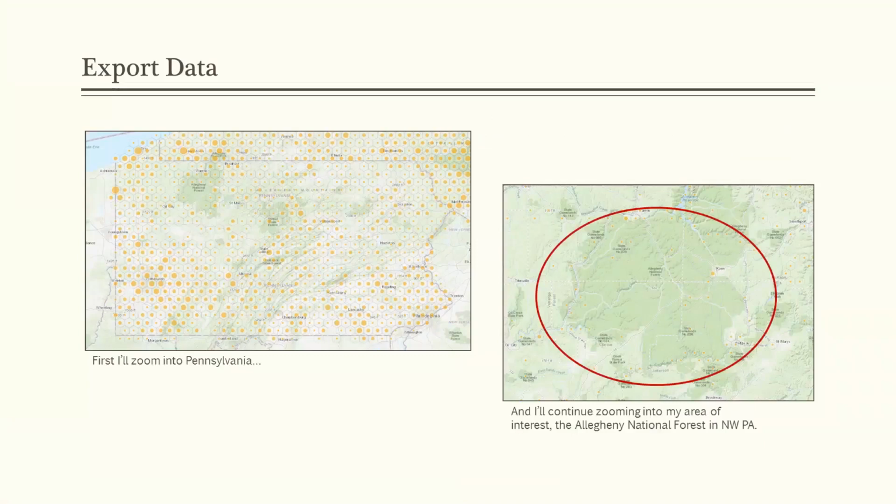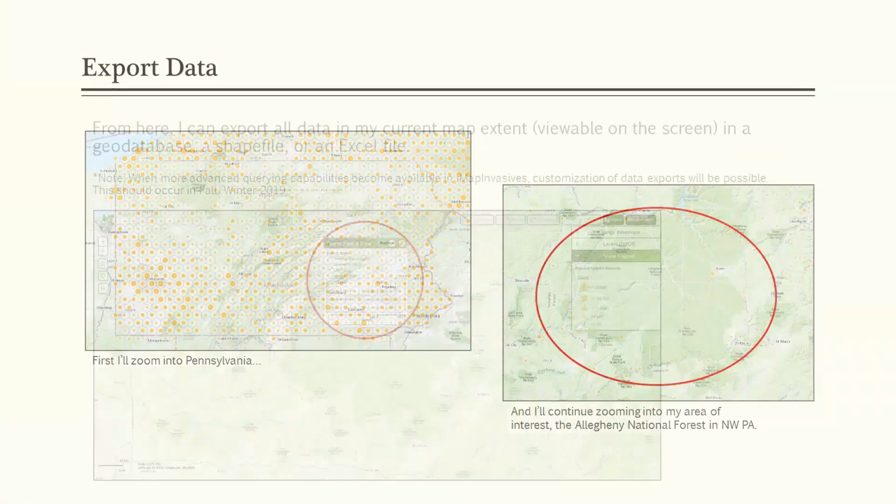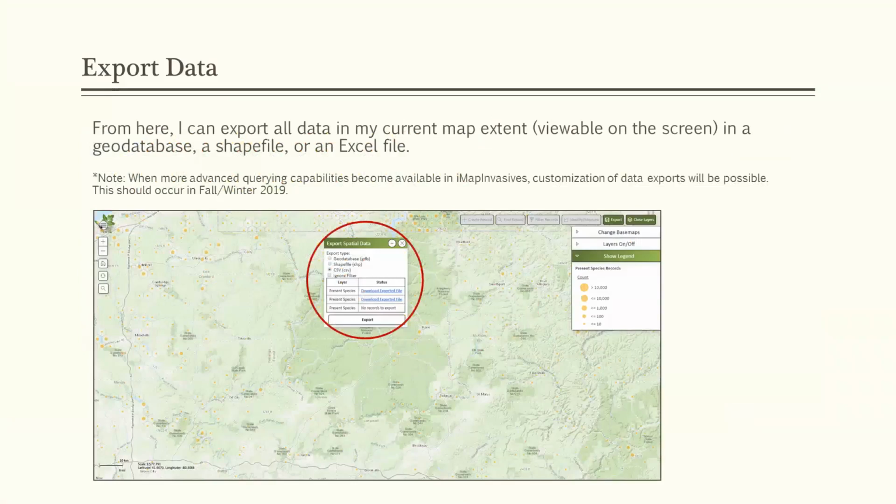And here I'm zooming in specifically on the Allegheny National Forest located in northwest Pennsylvania. So from here, I can click that export button that's located there at the top right part of the screen, and I can export all the data that's in my current map extent. So anything that's viewable on my computer screen, essentially. And I can export that in a geodatabase, a shapefile, or an Excel file.